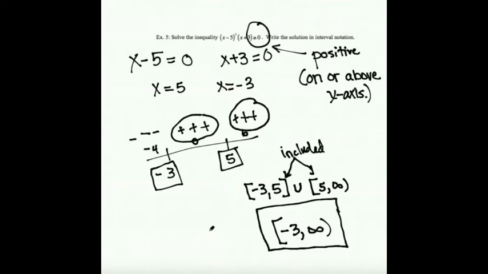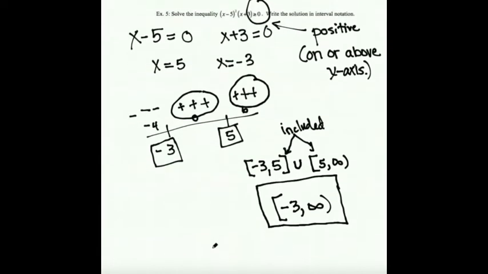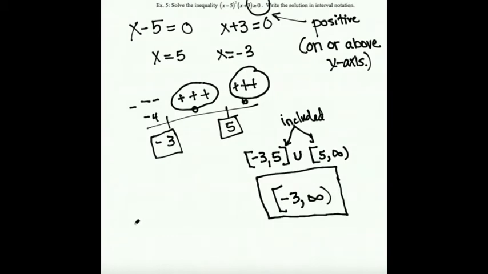Now, I want to point out something. Let's say this problem were just simply greater than. Okay, if it were just greater than, then I'd have to write those two sections separately. If it were just greater than, my answer would be -3 to 5 with parentheses, union 5 to infinity. Okay, so the fact that it's greater than or equal to makes a big difference in your solution.